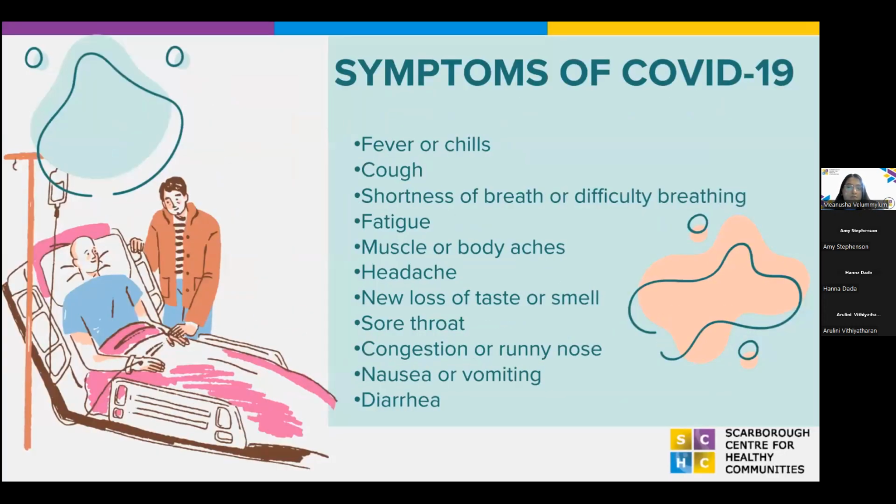So some of the symptoms of COVID-19: you can have fever or chills, a cough, shortness of breath or difficulty breathing, fatigue, so feeling very tired, muscle and body aches, a headache. And this one was also very common in one of the first variants: a new loss of taste or smell. A sore throat, congestion or runny nose, and then some of the gastrointestinal symptoms, so nausea or vomiting and diarrhea.